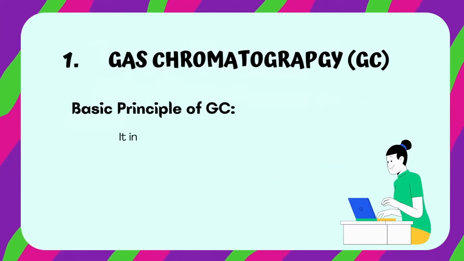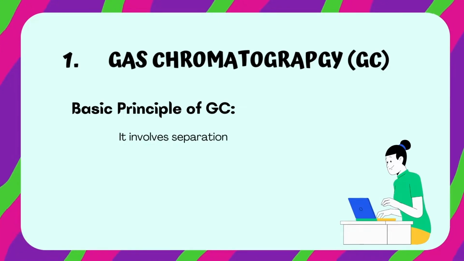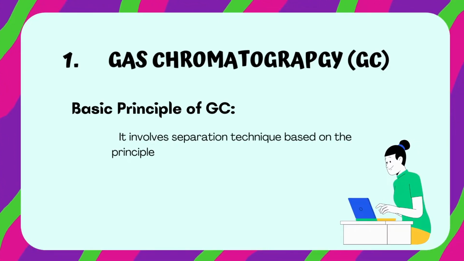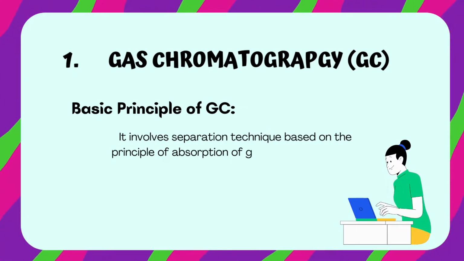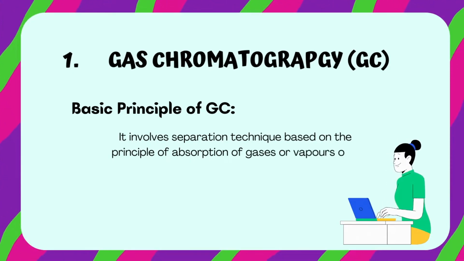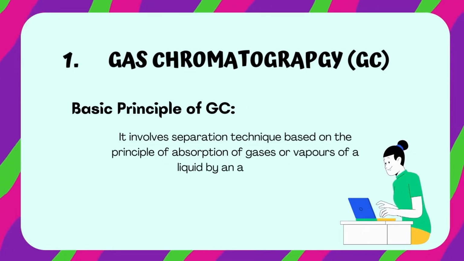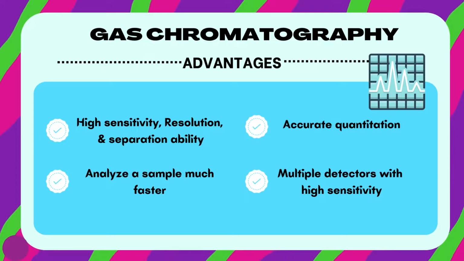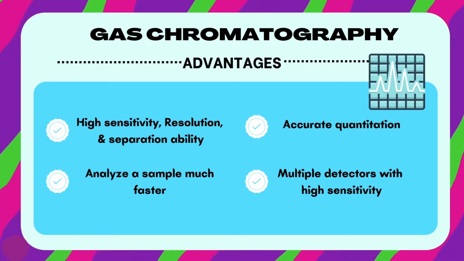The second method for lipid analysis is gas chromatography, which is known as GC. So, the basic principle of GC is that it involves a separation technique based on the principle of absorption of gases or vapors of a liquid by an absorbent. Next, let's take a look at the advantages of gas chromatography.